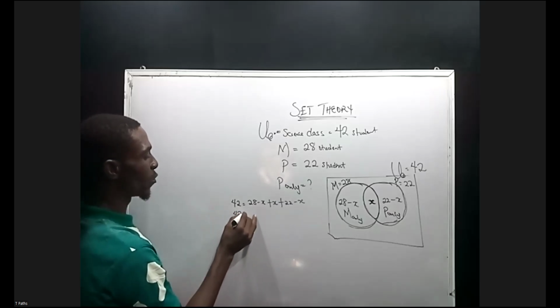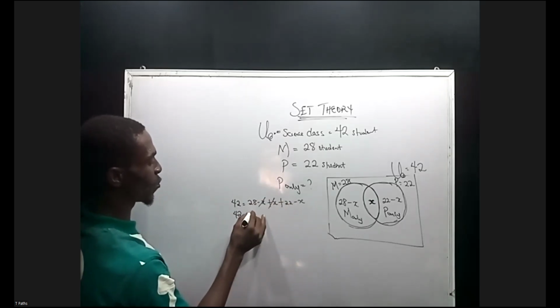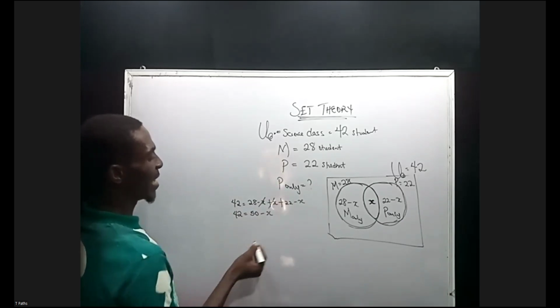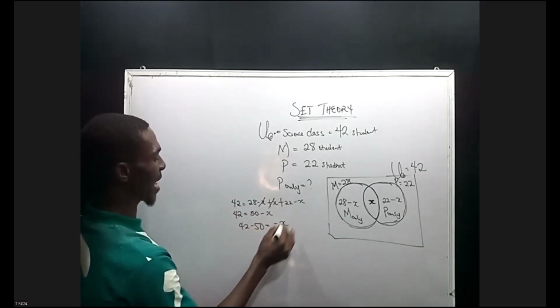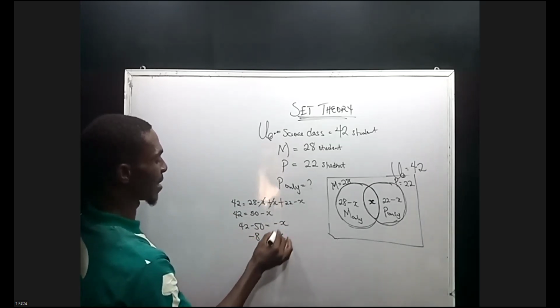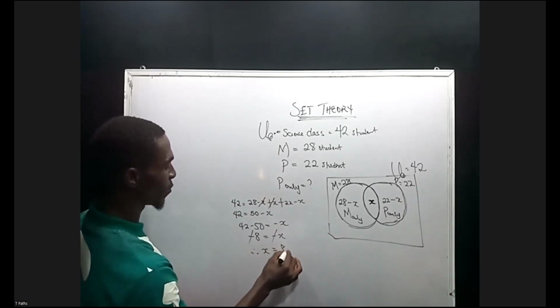Now, 42 equals, collect like terms. This cancels this one. 28 plus 22, that is 50 minus 2X. Then collect like terms again. 42 minus 50 equals minus X. When you subtract, we have minus 8 equals minus X. Take away the minus, therefore X equals 8.